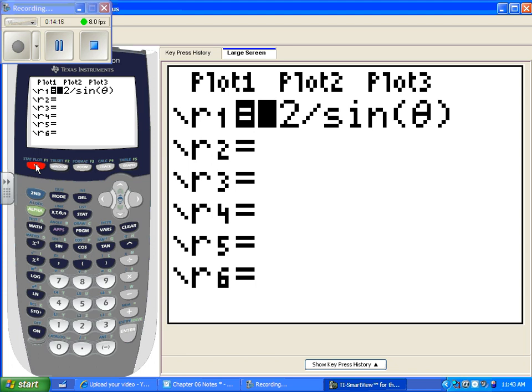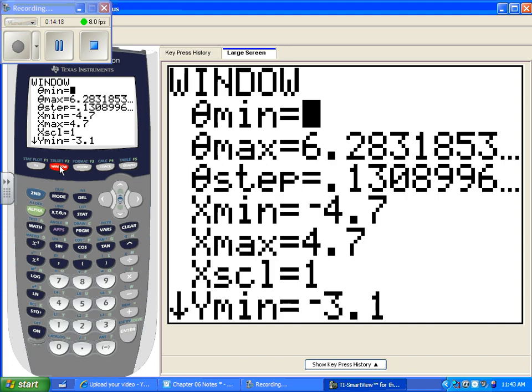I plug that in. If I go to my window, theta minimum is 0, theta maximum is 6.28. That's from 0 to 2 pi. The step we want small enough that it's going to hit enough points that it looks like what we want. It's not going to leave holes in our graph. And then the y minimum and maximum you can change to whatever you want.